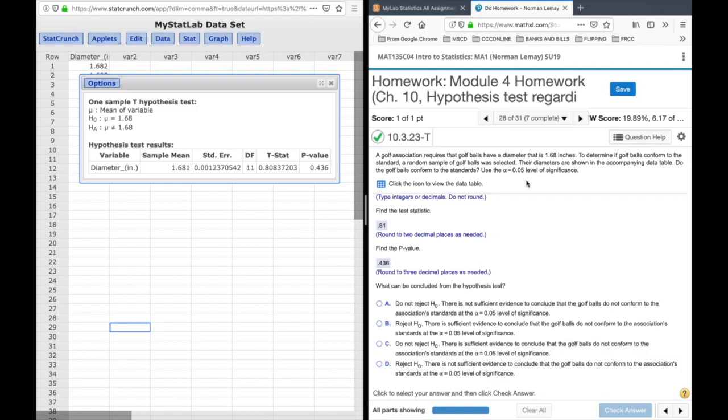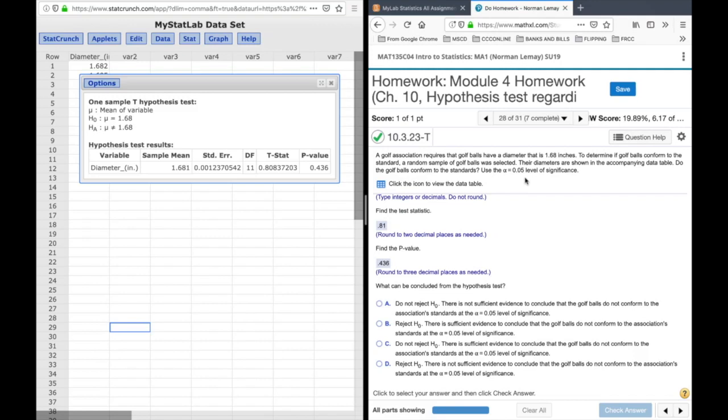So now the question is, what does this mean? There's the decision, and then there's the interpretation. We fail to reject the null hypothesis because the p-value is bigger than the alpha level. We fail to reject the null hypothesis. So what does this mean?